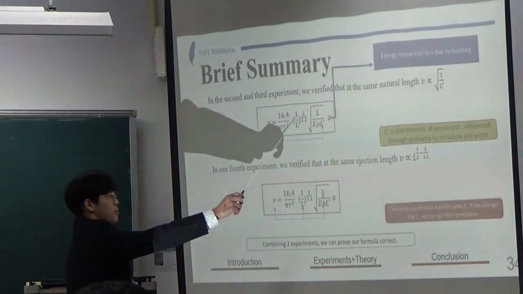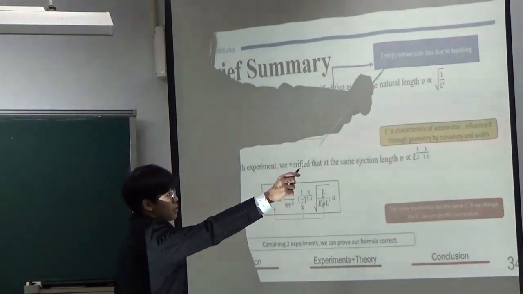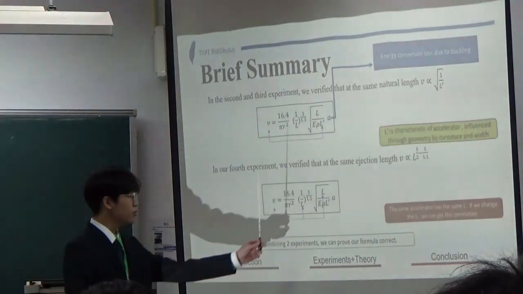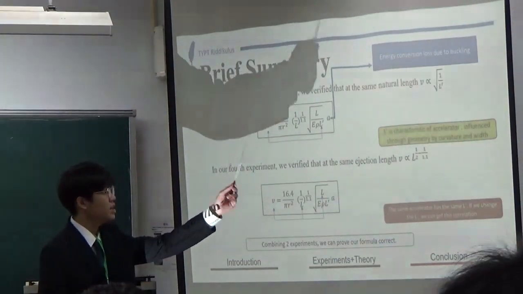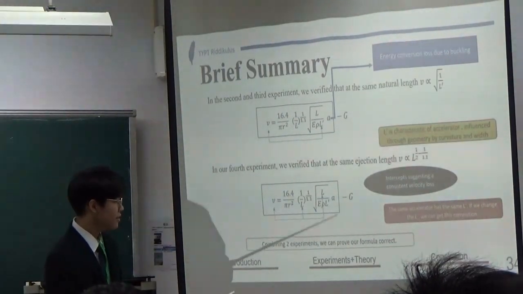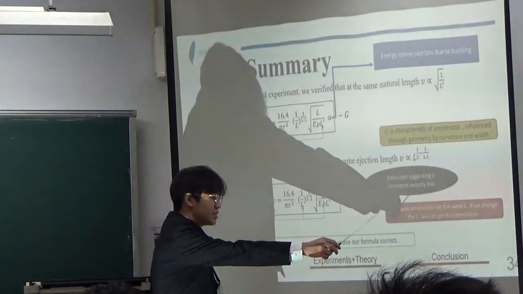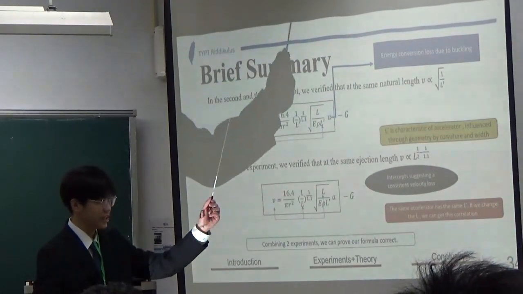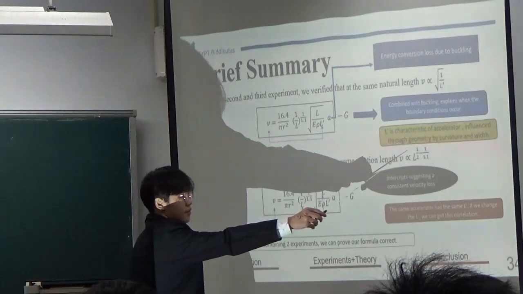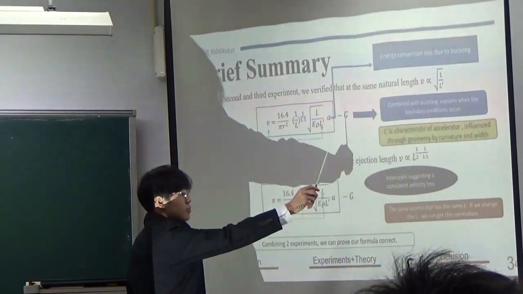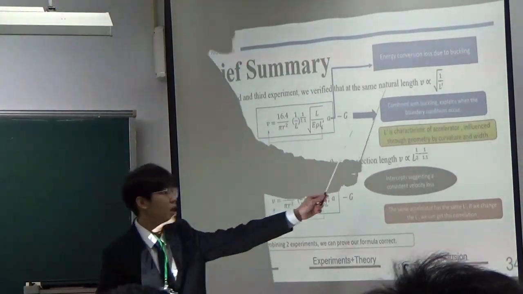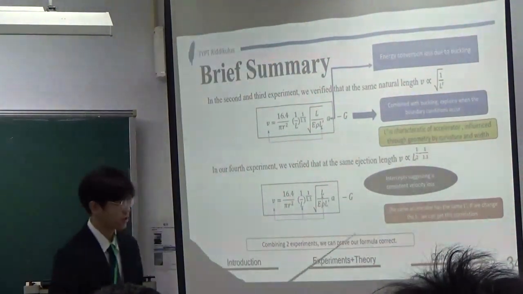In the second and third experiments, we verified that for the same natural length, v is proportional to the square root of the reciprocal of the error prong. And when multiplied by A, it means the energy conversion due to buckling. And the intercept suggests a consistent velocity loss. And the error prong is a characteristic of the accelerator, influenced through geometry by the ratio and the width. And we need to consider the velocity loss combined with the buckling explained when the boundary condition occurs.